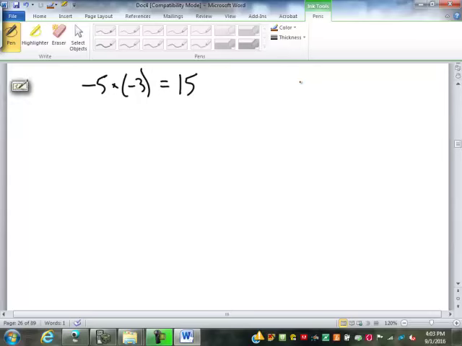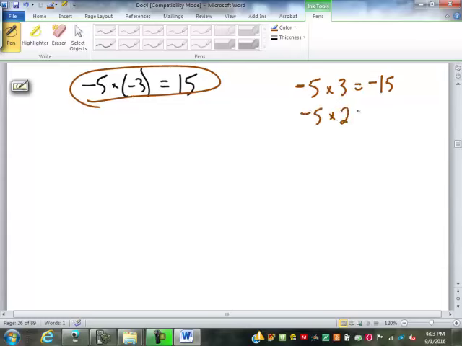We take things that do work. We had our negative 5 times 3, and what was that? Negative 15. So now we're going to try to establish a pattern to get to this. I'm going to keep the negative 5, but I'm going to change the 3 to 2. What's negative 5 times 2? Negative 10. Again, I keep the negative 5. I went from 3 to 2, now let's go from 2 to 1. Negative 5 times 1 is negative 5.